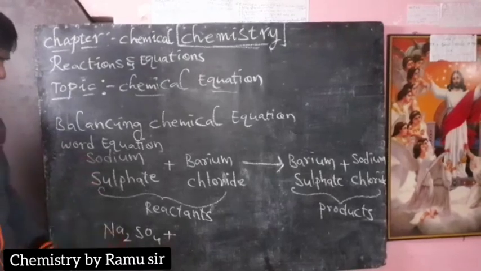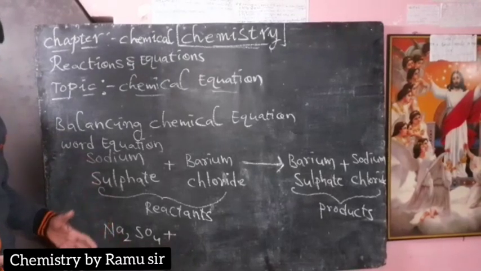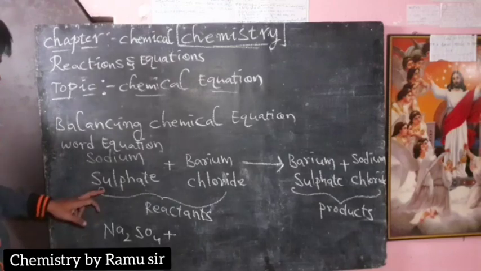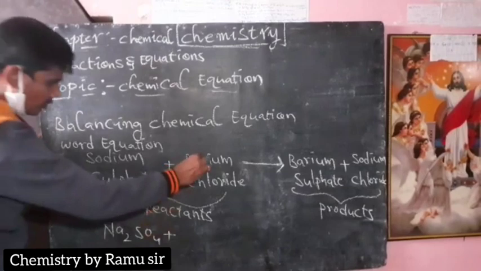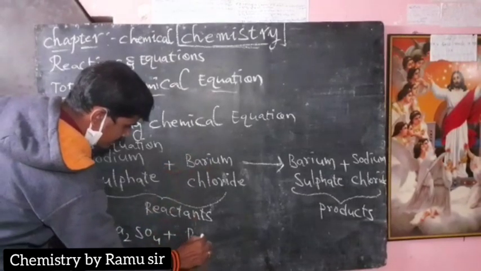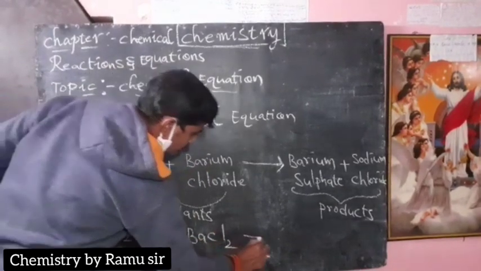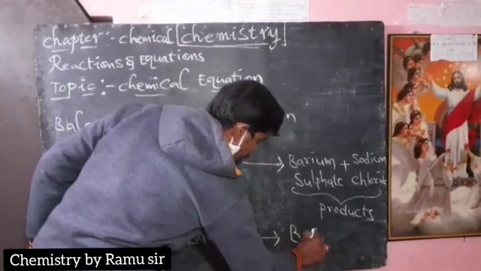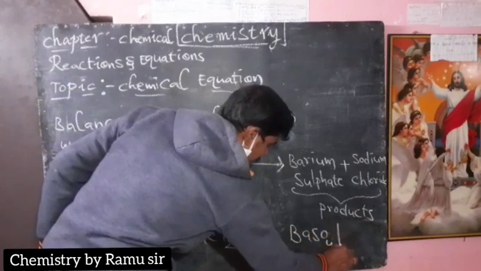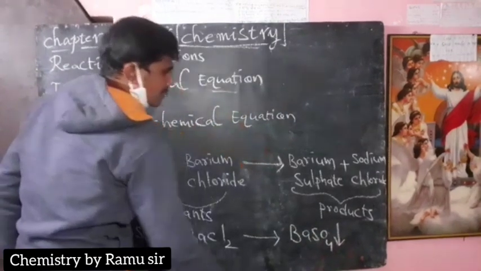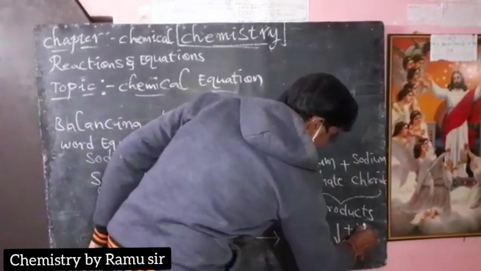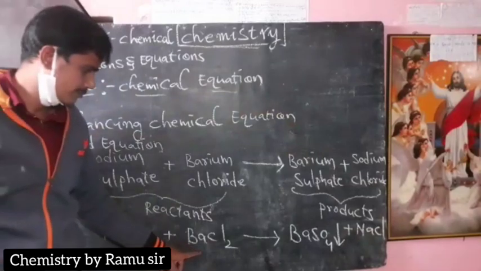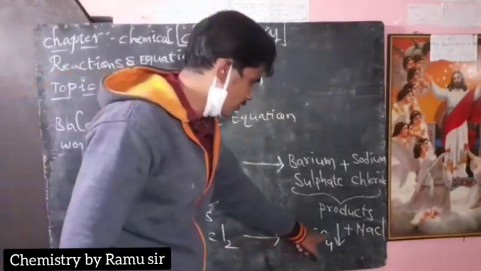Sodium sulfate formula Na2SO4. There are a number of chemical formulas in our chemistry, so we have to read and keep them in our mind. So sodium sulfate Na2SO4 plus barium chloride BaCl2 gives rise to what products? Barium sulfate, BaSO4. We already discussed in the last class that BaSO4 is a white precipitate, and sodium chloride, NaCl. So sodium sulfate plus barium chloride gives rise to BaSO4 plus NaCl.